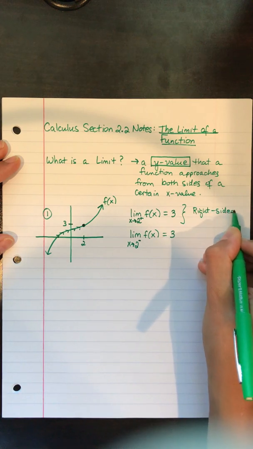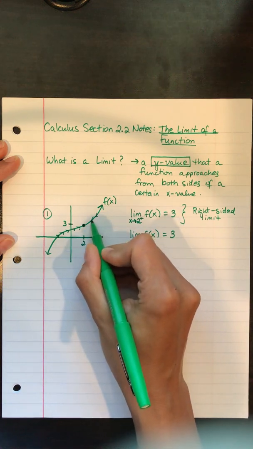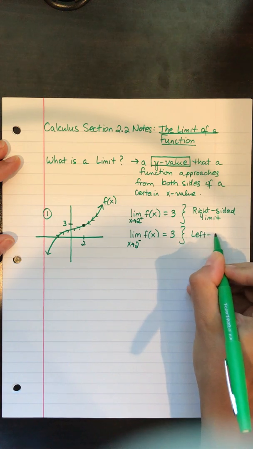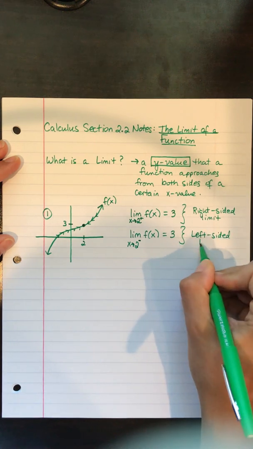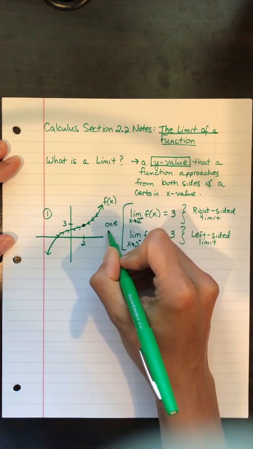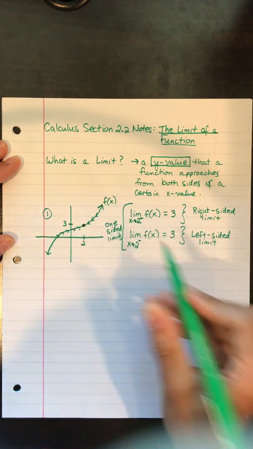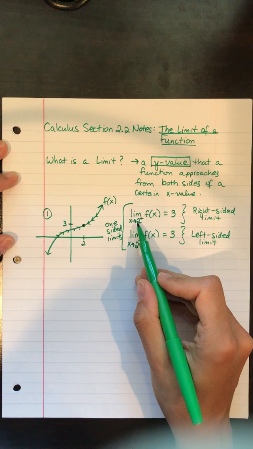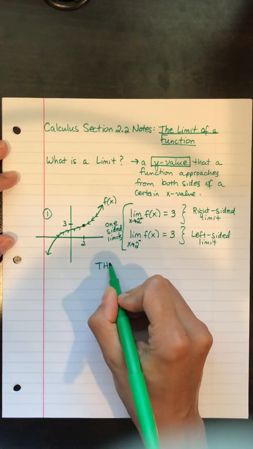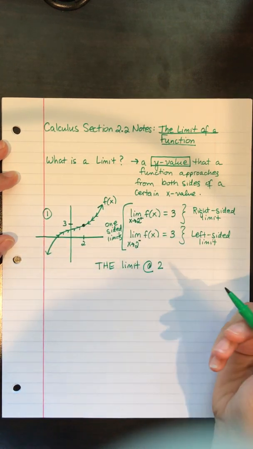Okay, so we call this one the right-sided limit. That means we were approaching the number 2 incoming from the right. This one we call the left-sided limit. So these are the two one-sided limits, okay? These are called one-sided limits because we're looking at approaching 2 from either the right side or the left side.